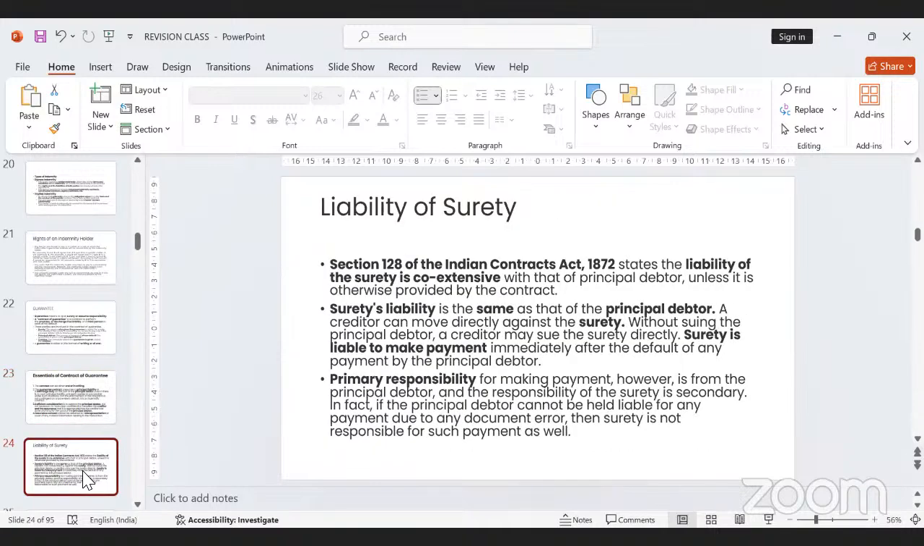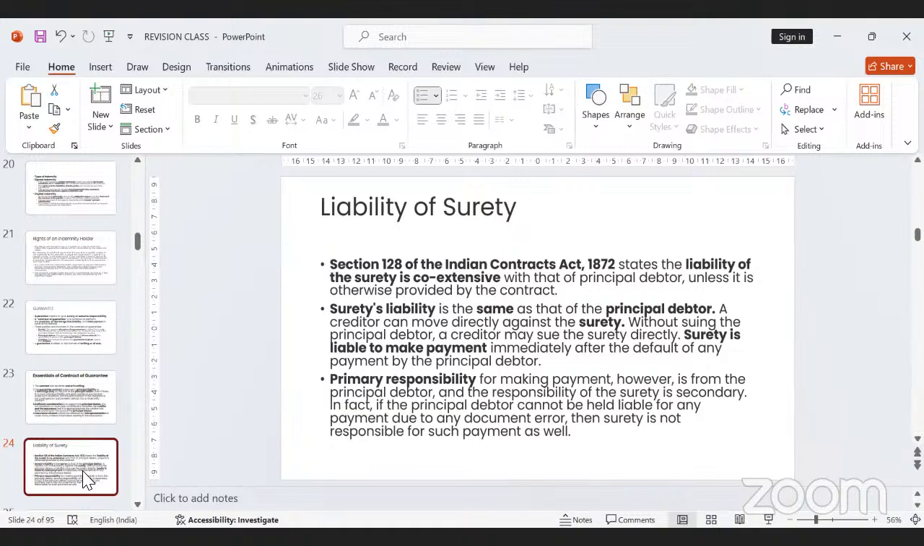Next, again, this liability of surety is important. Is the liability of a surety more than that of the principal debtor or less than that of the principal debtor? No. The liability of the surety is coextensive with that of the principal debtor. That means it is as much as the principal debtor's, and as long as the principal debtor has that liability. The moment the principal debtor is discharged from the liability, the surety is also discharged.